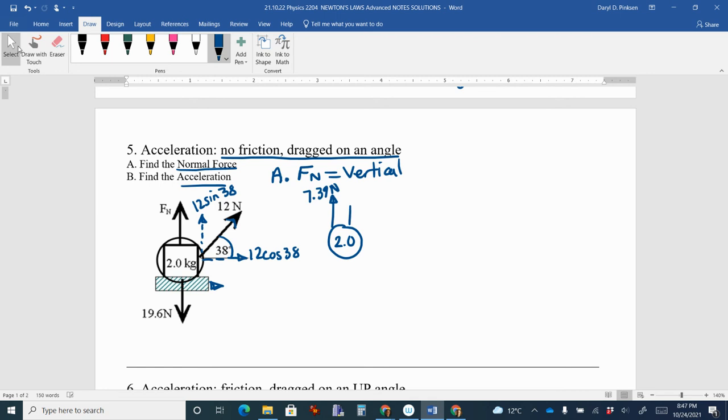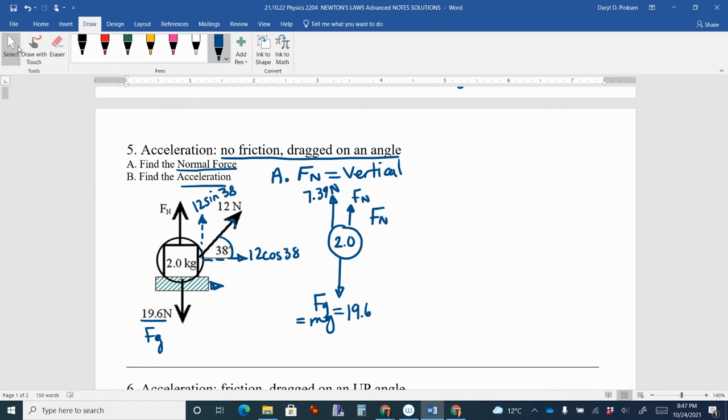Of course, we also have a normal force, which is unknown at this point, but that's what we're going to solve for. Going down, we have the force of gravity, which is mg. Oh, and it's already solved for us. This problem already has it listed. So there's 19.6.